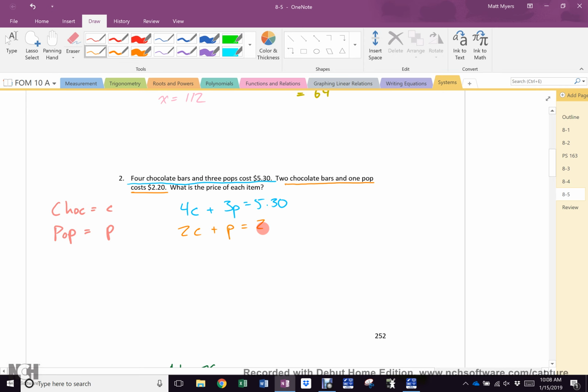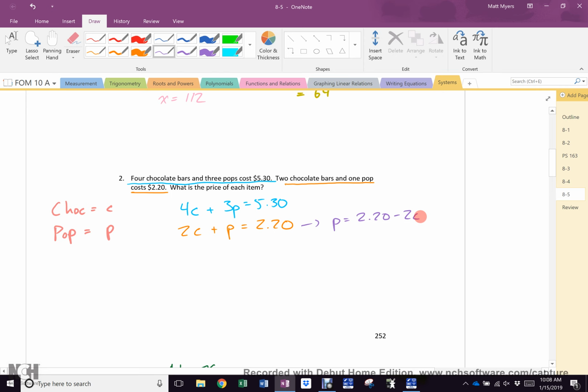Is that a system? I can go ahead and solve it. What should I use? I would do substitution here. Why? Because I got a P right there by itself, right? So I would take that to be P equals 220 minus 2C.